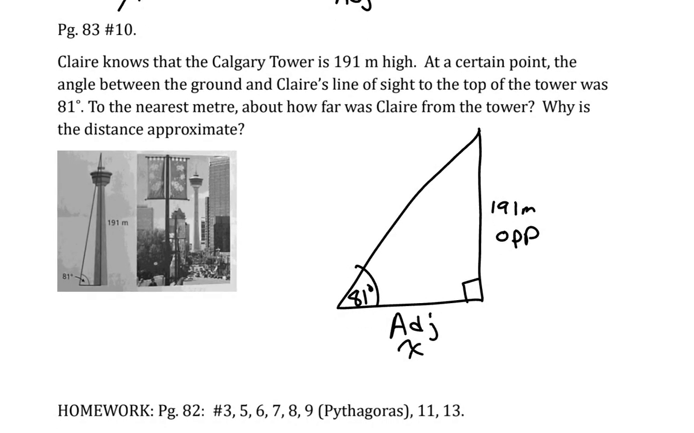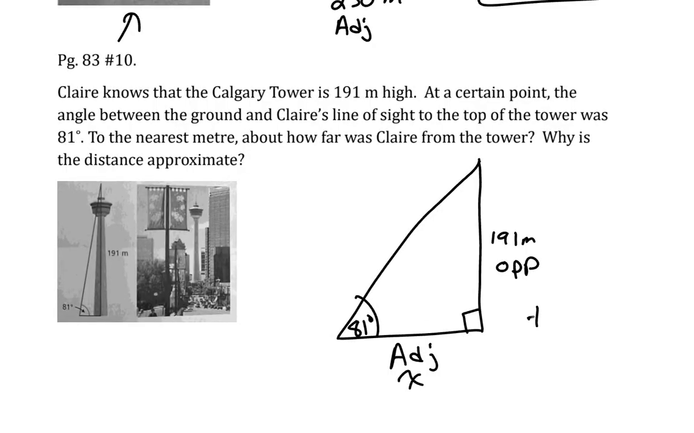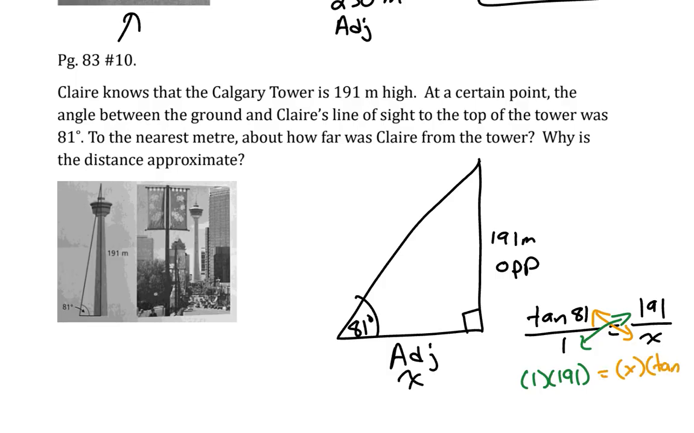So we're going to start off with saying, okay, so the tan of 81, because that's the angle that we begin at, and I'm just going to go over 1 already because we know we need it, is going to be opposite, so 191 over X. So then we're going to multiply these guys together. So I have 1 times 191, and then equals X times tan of 81. So I'm going to divide tan of 81 on both sides.